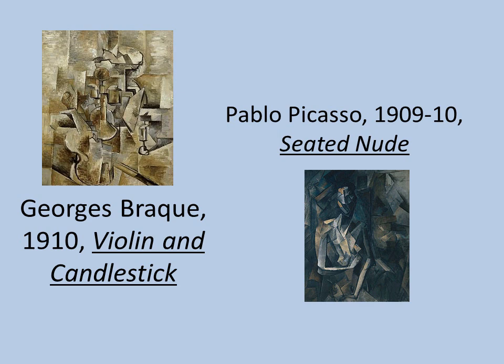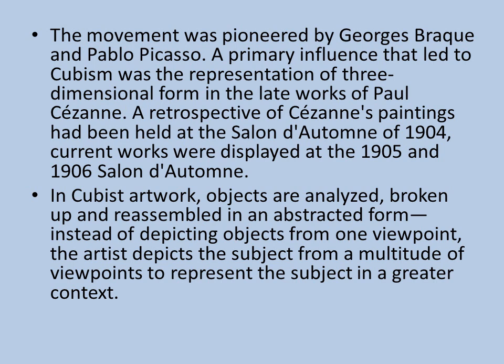Okay, here you can see 2 works of art, the violin and the candlestick on the left, and then seated nude on the right. Both of them are works of Cubism, early 1900s. The movement was pioneered by Georges Braque and Pablo Picasso. A primary influence that led to Cubism was the representation of three-dimensional form in the late works of Paul Cézanne. A retrospective of Cézanne's paintings had been held at the Salon d'Automne in 1904. Current works were displayed in 1905, 1906.